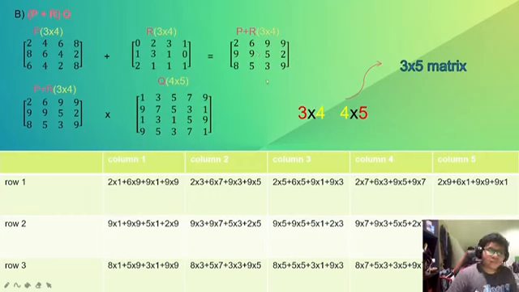And then after we got the answer for the P and R, the question asks us to multiply the matrix P plus R with Q. As you can see here, Q is a 4 by 5 matrix. How can we know what matrix can multiply by what matrix? Not all matrices can be multiplied.